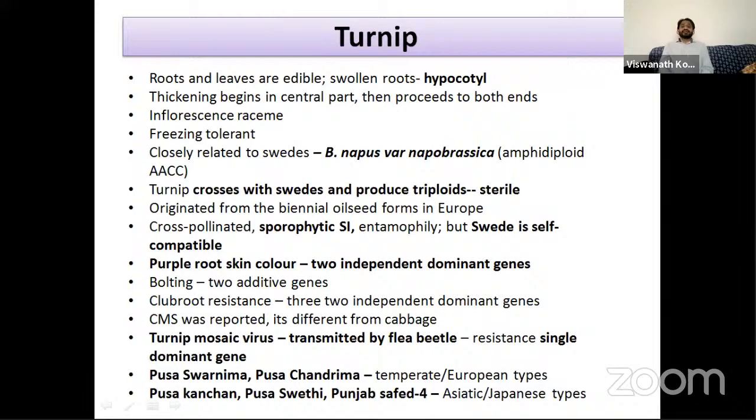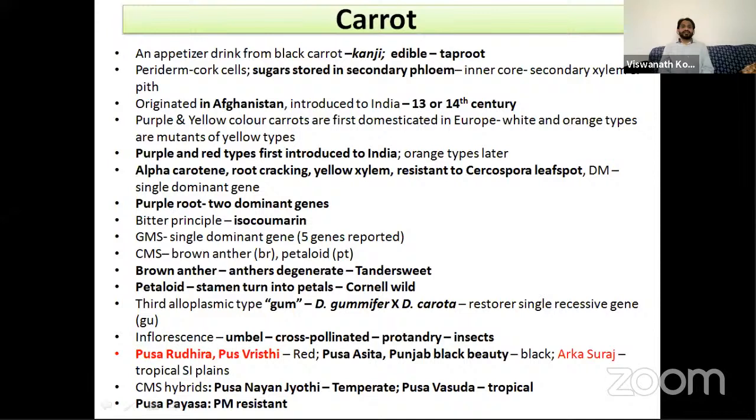So carrot is another important root crop. There is an appetizer drink prepared from black carrot known as kanji. So the kanji is prepared from the black carrot. This was also one of the previous questions. Here the edible portion is taproot. In case of radish, the swollen roots are primary roots, secondary roots, and hypocotyl. In case of turnip, the swollen part is the hypocotyl. In case of carrot, the swollen part is the taproot.